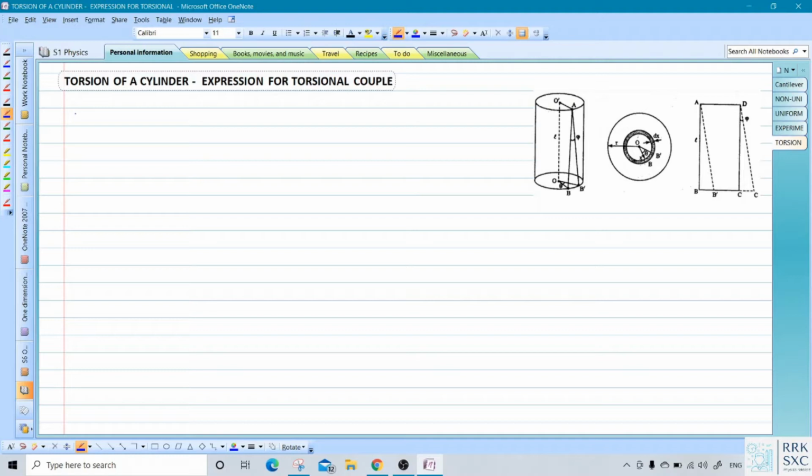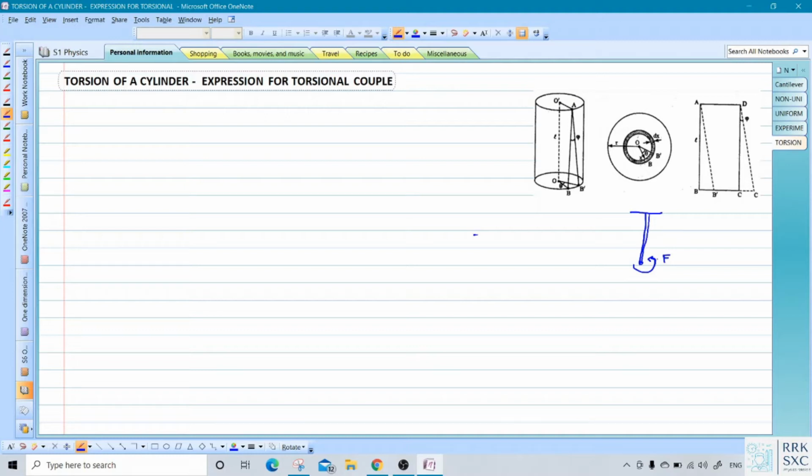If you have a cylindrical rod or wire which is tightly fixed at one end, say for example, this is the fixed portion and you have a cylindrical wire like this. So assume that you have a cylindrical wire like this and you are going to twist this wire. That means you are going to apply a force in this direction to the free end. Okay, so you are going to apply a force like this. That means you are twisting the wire.